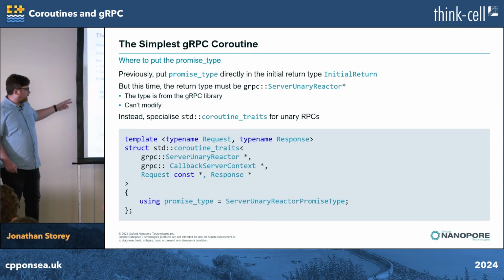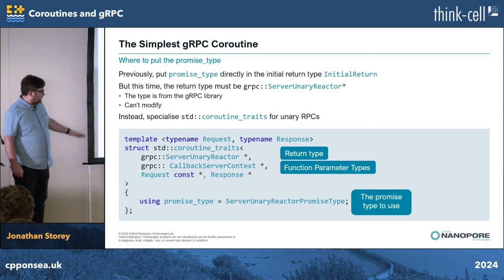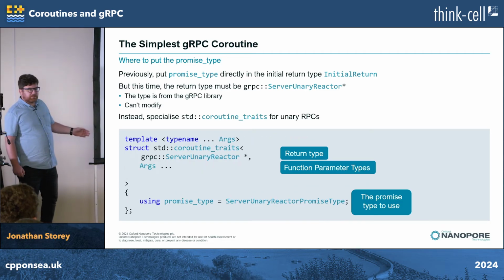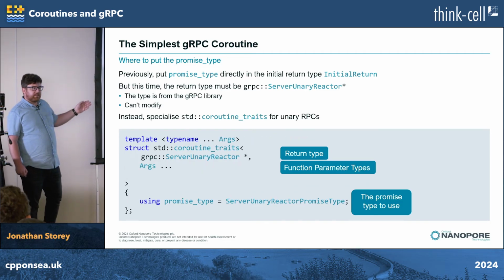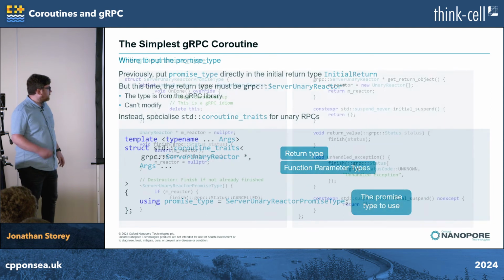So that's just hooking things up. Obviously, you've got the return type as the first parameter, and you've got your function parameter types as the subsequent parameters. That's the promise type. And if you wanted to make it generic for no matter what the arguments were, if you just wanted to depend on the return type, obviously you can use a variadic template.